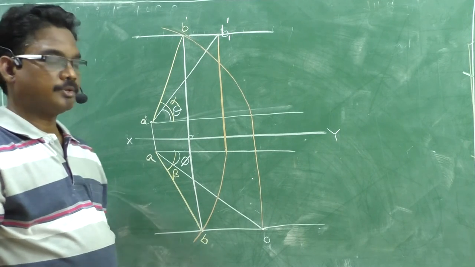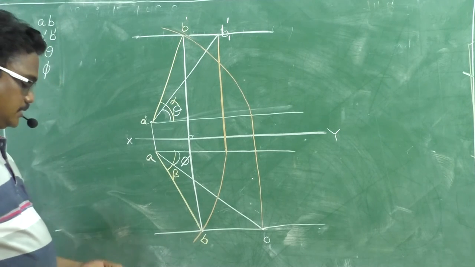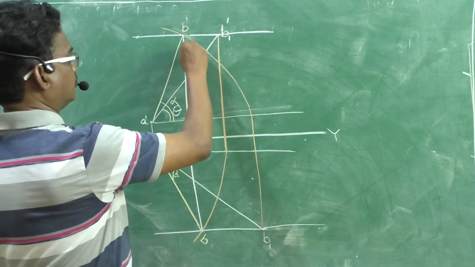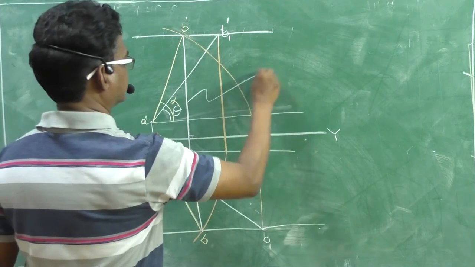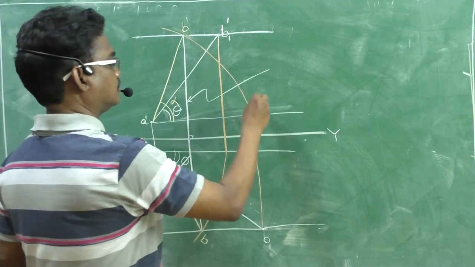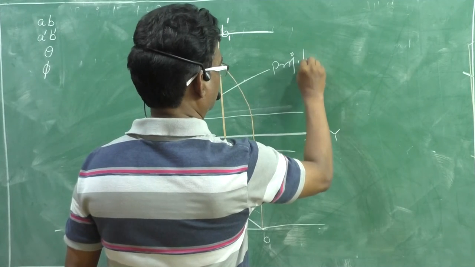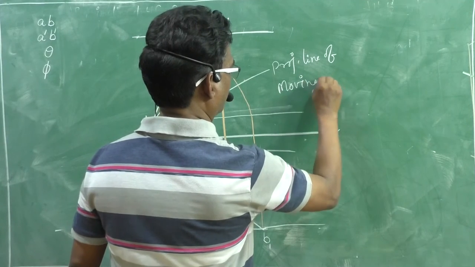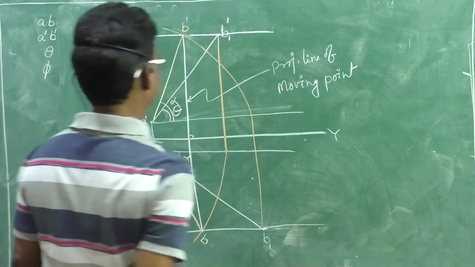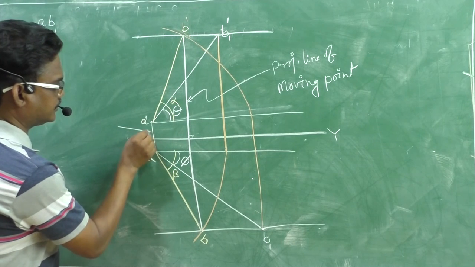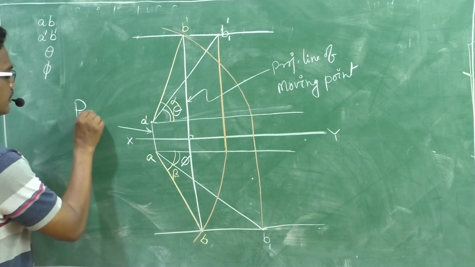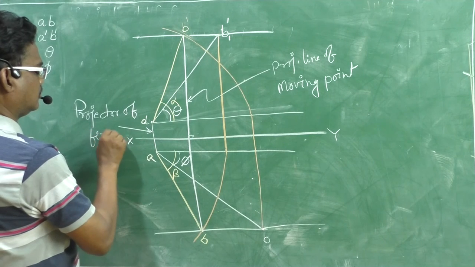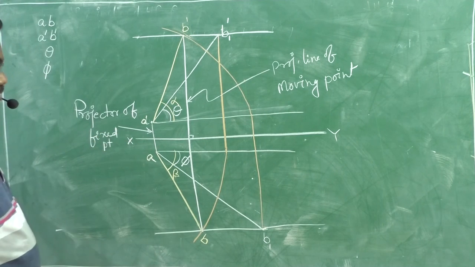Now, I want to give some observations for this. Here, this line is the projector of the moving point. Okay, this line is the projector of the moving point. Right. This line is the projector of the fixed point. Right. Next one.